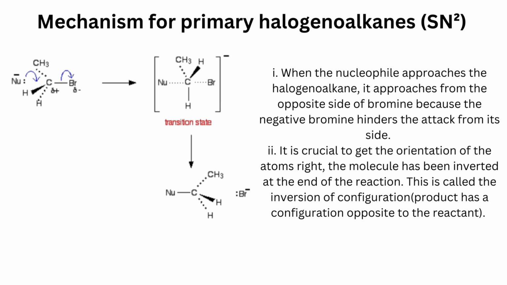When the nucleophile approaches a halogenoalkane, it approaches from the opposite side of the bromine because the negative bromine hinders the attack from its own side. It is crucial to get the orientation of the atoms right. The molecule has been inverted at the end of the reaction. This is called the inversion of configuration. The product has a configuration opposite to the reactant.